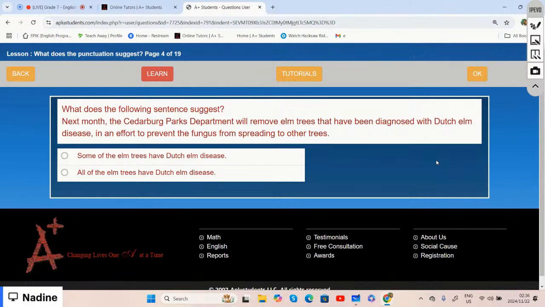All right. And then here it says next month, the Cedarburg Parks Department will remove elm trees that have been diagnosed with Dutch elm disease in an effort to prevent the fungus from spreading to other trees. We now need to say, is it option one, some of the elm trees have Dutch elm disease, or all of them have Dutch elm disease? We need to choose the correct option. Some of the elm trees have Dutch elm disease, or all of the trees have Dutch elm disease. We need to say which one is correct.